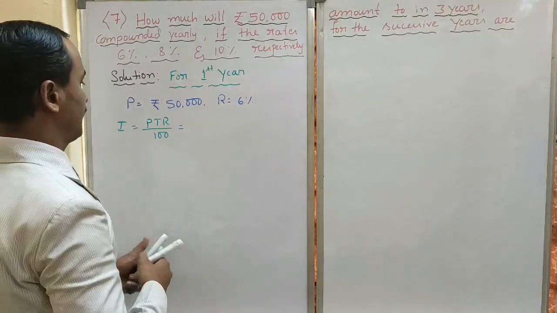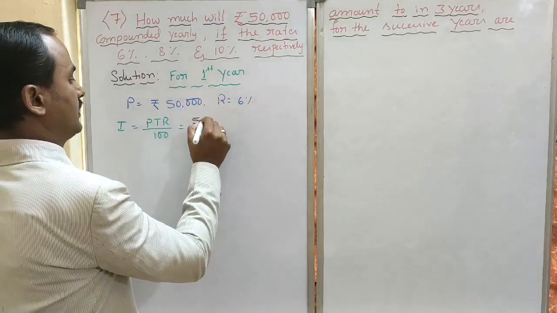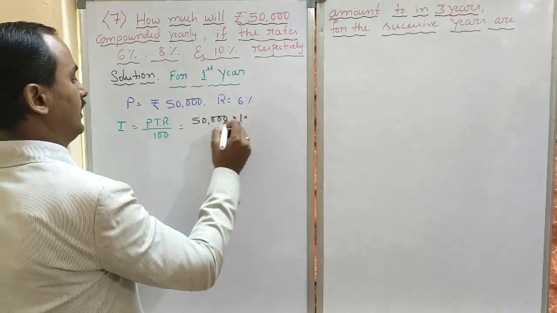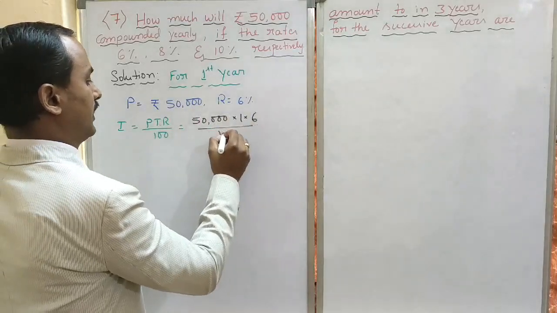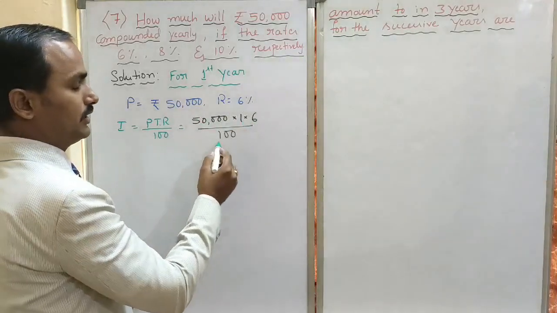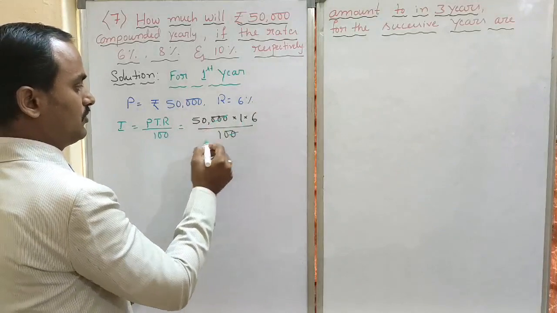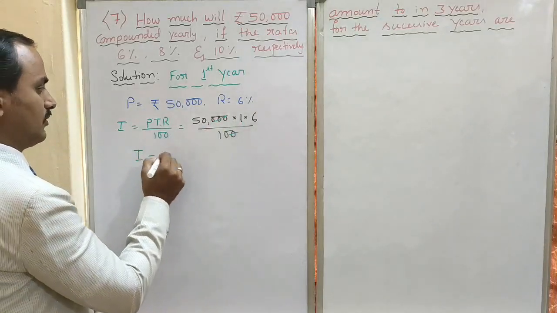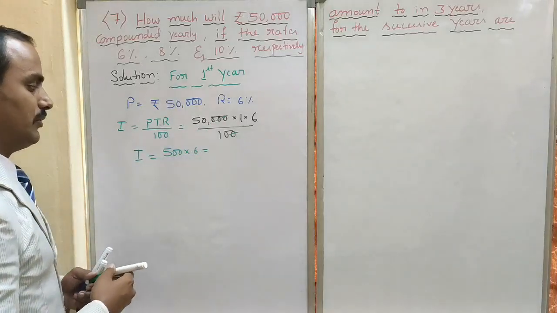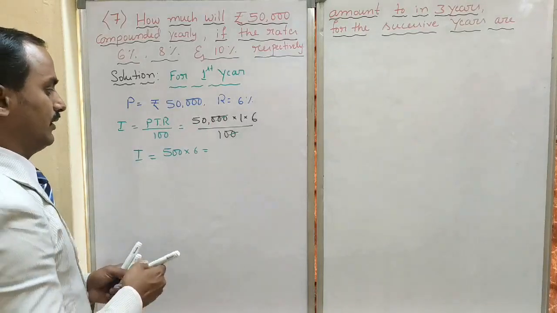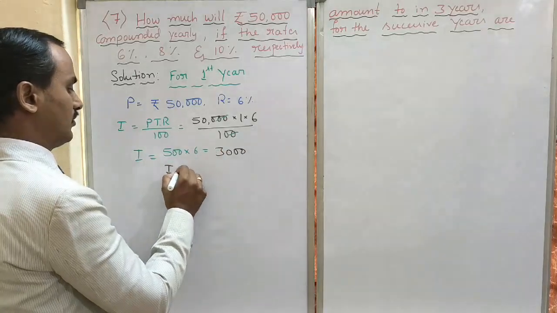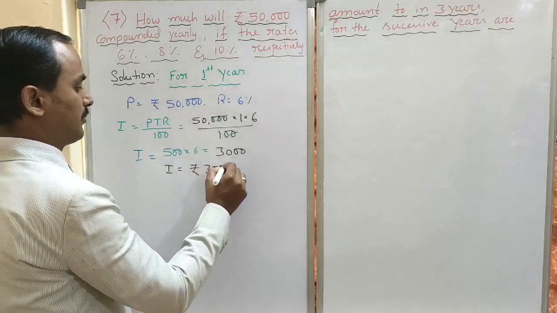Principal, I will substitute the value. Principal 50,000 into time 1 year, rate of interest 6% divided by 100. Now, dear children, simplification. The numerator is a product and the denominator is a single term. 20 and 20 cancel. Remaining interest is 500 into 6. 5 sixes are 30, 20 as it is. That interest is rupees 3,000.